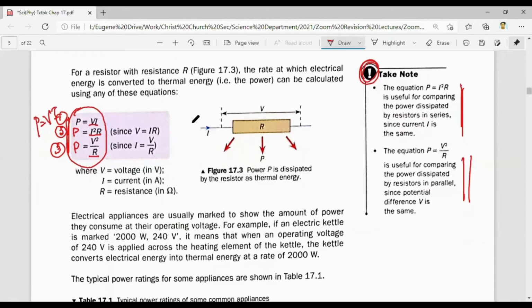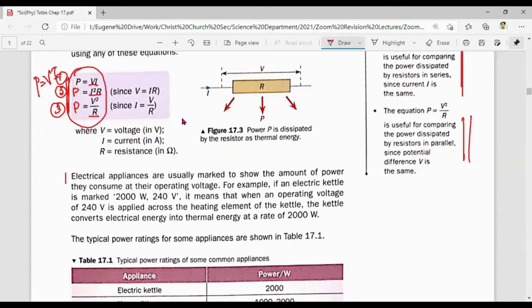Now, I want you to look at this part here. It says electrical appliances are usually marked to show the amount of power they consume at the operating voltage. What does operating voltage mean? For example, if a kettle is marked 2000 watts and 240 volts, it means that when the voltage is 240, the kettle will convert electrical energy into thermal energy at the rate of 2000 watts.